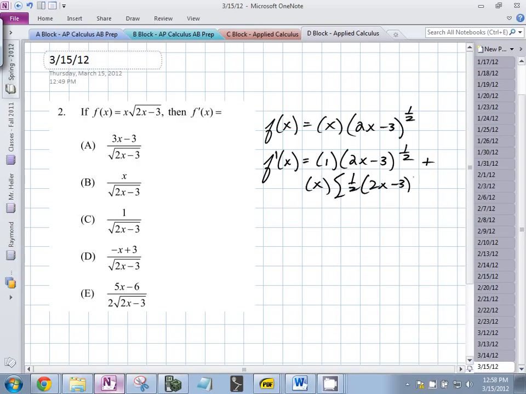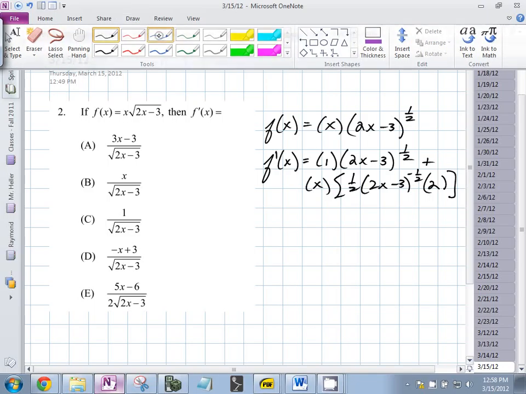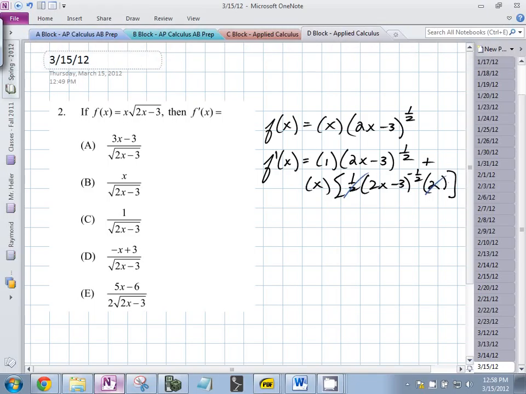To the what power? Minus 1/2, but then what goes on the outside? 2, because it's the derivative of the inside. What cancels with that 2? The 1/2. So what are you left with? You're left with f prime of x is equal to (2x minus 3) to the 1/2 plus x over the square root of 2x minus 3.